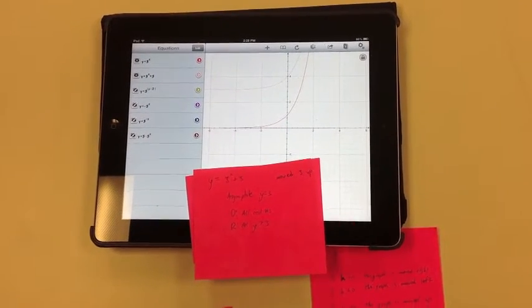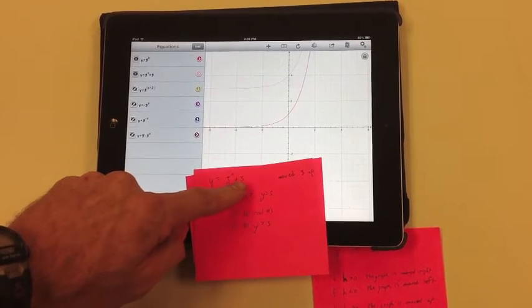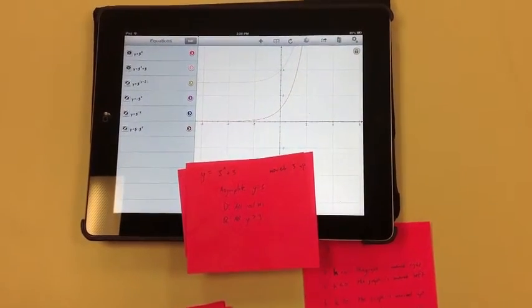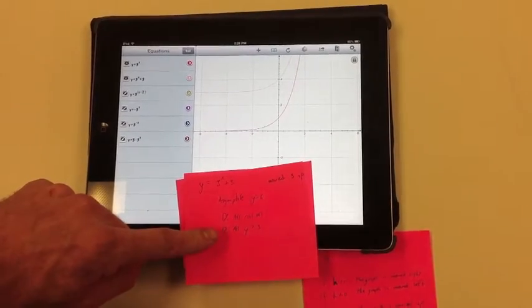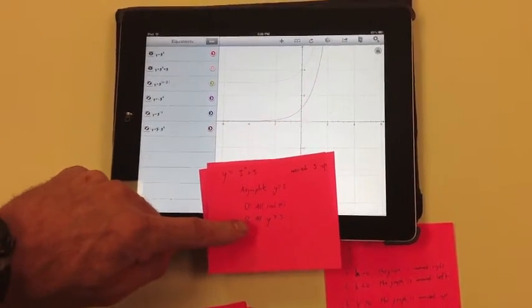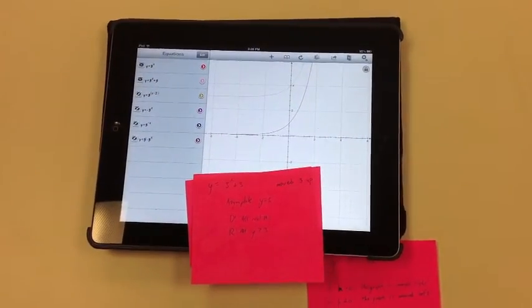So what's this do to the asymptote? Well, the asymptote is y equals 3 because the number on the end is 3. What's it do to the domain? It doesn't change anything. What's it do to the range? Now the range is all y values greater than 3.